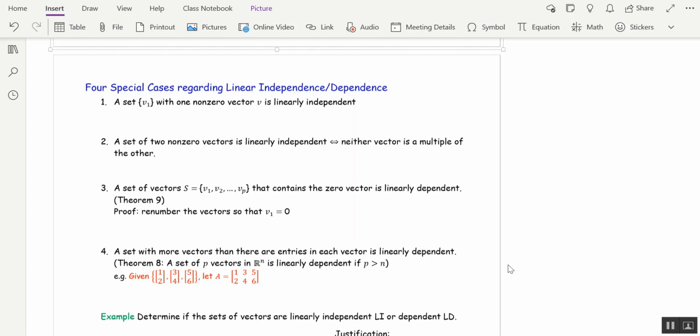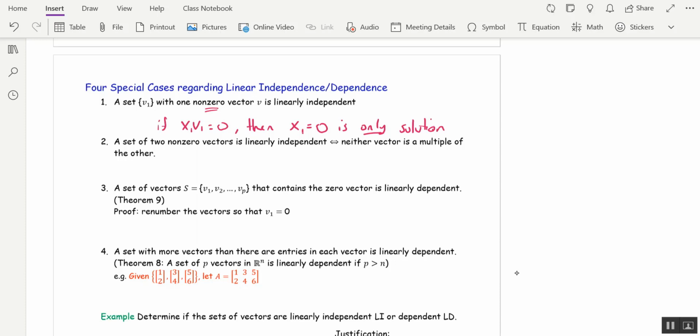So here are the exceptions. If you have a set of one vector, and it's non-zero, then it's linearly independent. Here's why. Suppose we have x1 v1 equal to 0, and we're told v1 is not 0. Well, the only solution to that is x1 equals 0. That's a trivial solution. So by definition, that vector is linearly independent.